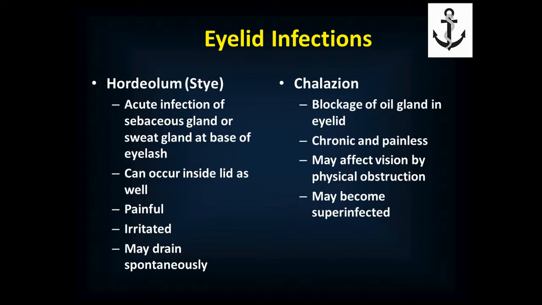In a chalazion, you get a blockage of an oil gland in an eyelid, and they form a cyst, and that's chronic and typically painless. Their vision is affected because these things get big enough to actually cover part of the visual axis. But they can become super infected. So if somebody has one of these and then suddenly one day it starts hurting them and it's red and tender, that means they've now developed an infection of that site.